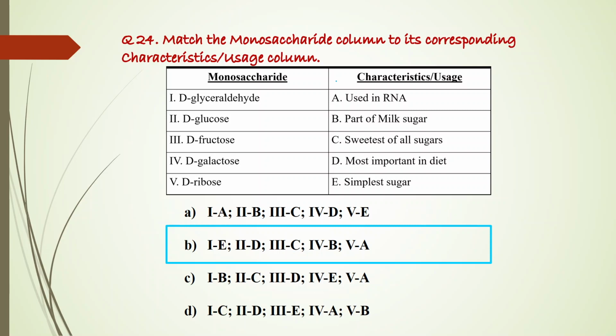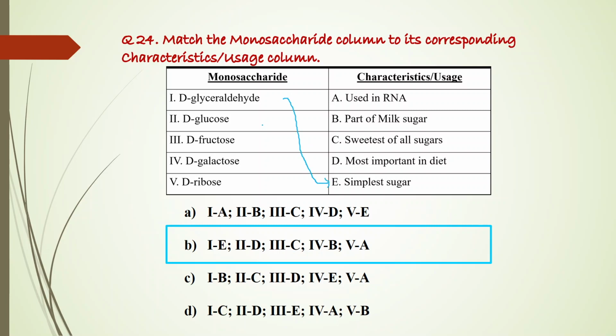So the first monosaccharide that we are talking about is D-glyceraldehyde. D-glyceraldehyde, or glycerol, was the parent compound for carbohydrates, and from that we got our glyceraldehyde, which was the basis for the aldose sugars. So D-glyceraldehyde is one of the simplest sugars possible. So D-glyceraldehyde, let me mark here, 1 is matching with E.